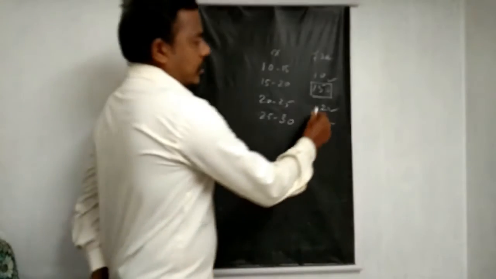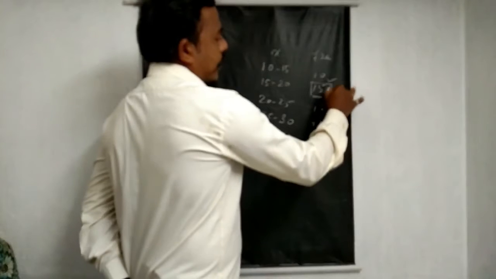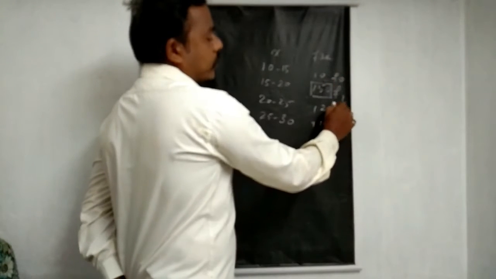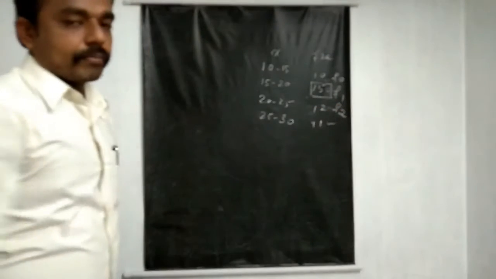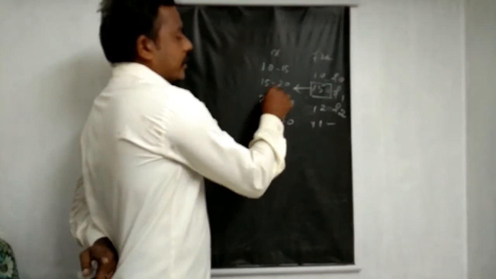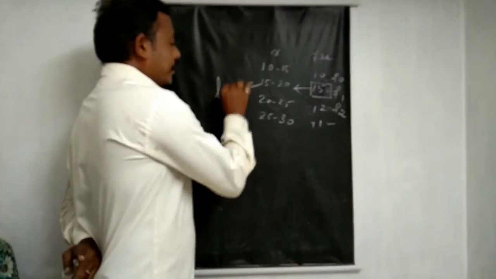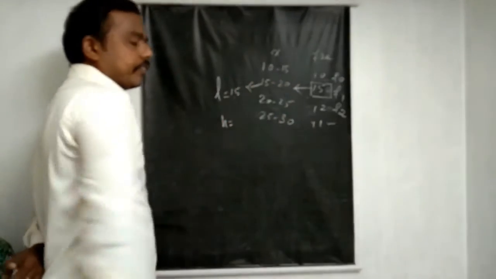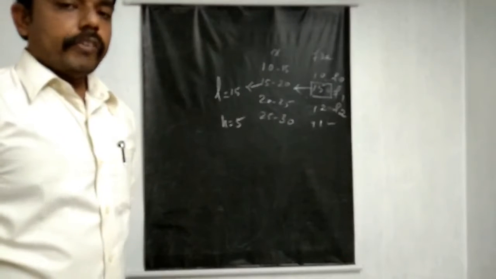Now the modal frequency needs a name, so it is called F1. The previous frequency is called F0, and the next frequency is called F2. From the class range we write the lower limit and upper limit. We consider the lower limit as L. So L equals 10 here, and H, the width of the class 10 to 15, is 5. Using this, we are going to find the mode.